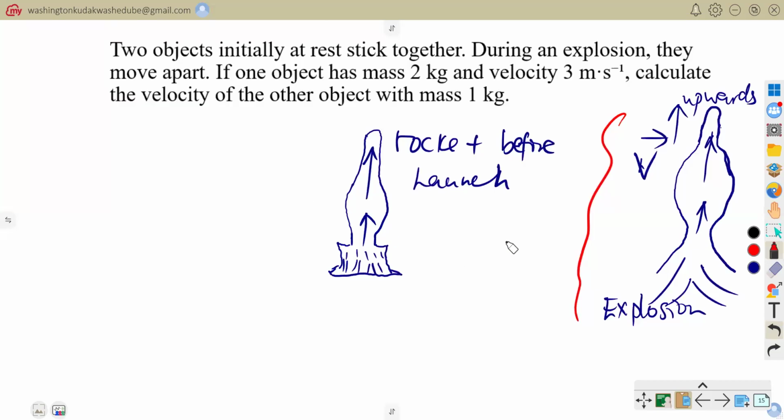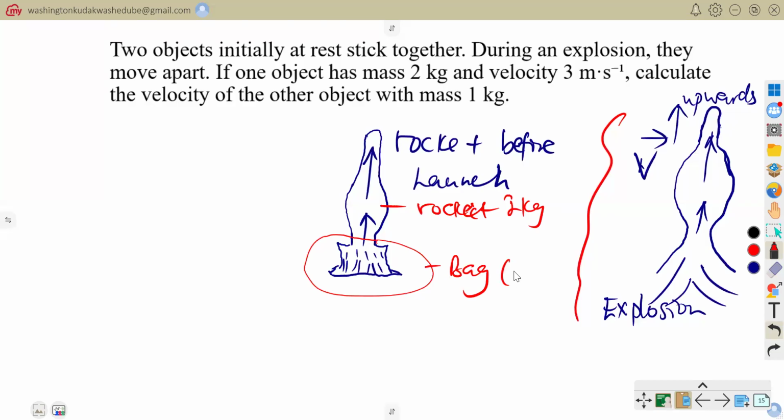So maybe let's say that this becomes my fuel. Let's say this is my fuel bag. So that is the first object. That becomes my fuel bag. I'm just giving an example because I don't want to repeat this drawing. It will kill our time. And then this becomes my rocket. And then this rocket, they are saying that it is having a mass of what? Of 2 kgs. And then this one is having a mass of what? A mass of 1 kg.